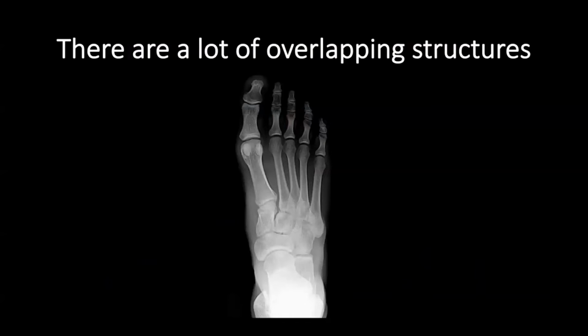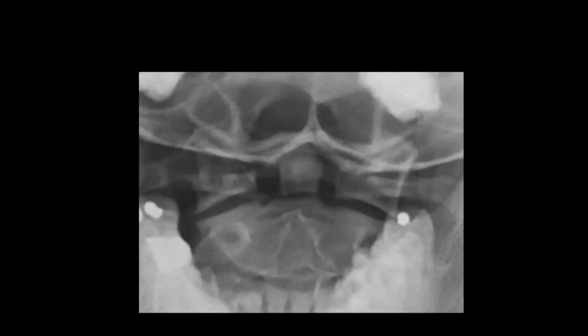And the reason for that is there are a lot of overlapping structures. This is a foot x-ray, and I find that feet are probably one of the hardest x-rays to read just because there are so many overlying structures sitting on top of each other. And you can have pretty bad pathology that hides because of it. And there's also a phenomenon.